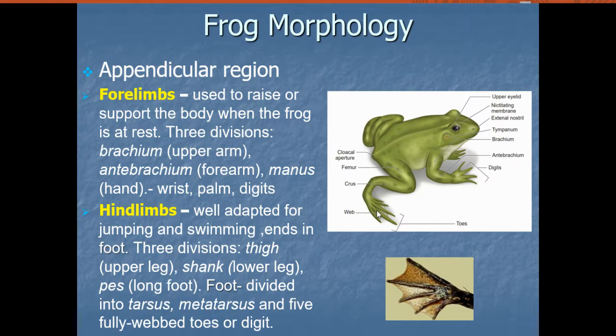Foot is a very elongated region. The foot is divided into tarsus, metatarsus, and the webbed digits. That is the main difference between the upper limb or forelimb and the hind limb region. The foot has a webbed structure in the hind limb region, whereas it is not webbed in the forelimb region. You will learn more about this when we deal with the skeletal system.